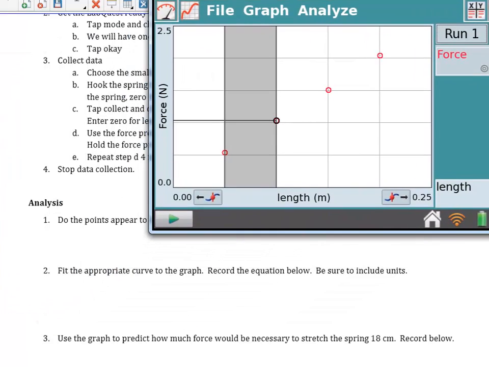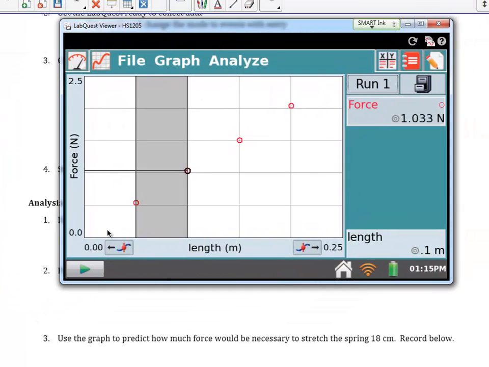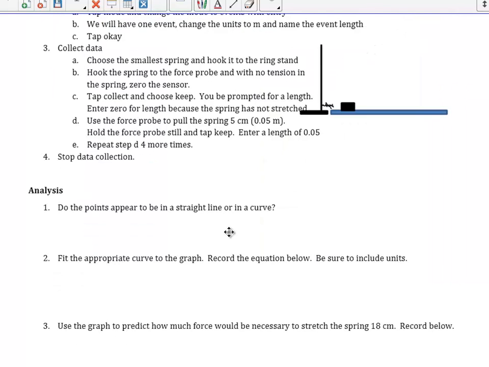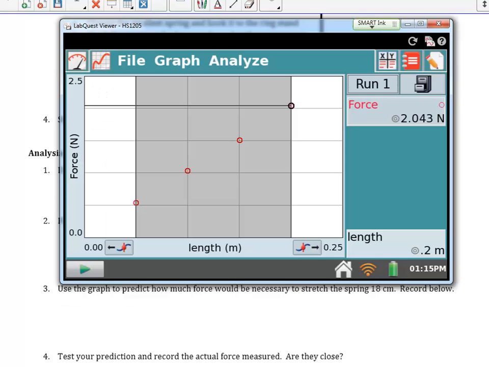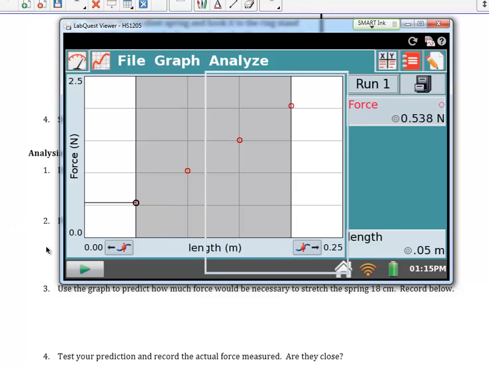And I have some data here that I collected. You can see 0, 0, and then my force goes up. And that looks fairly linear, and I'm hoping that's what you guys saw. It says fit the appropriate curve to the graph and record that equation below. You can either do this on your iPad through Graphical Analysis, or you can do it right on the LabQuest. If you do it on the LabQuest, then you just highlight those points and you do Analyze.